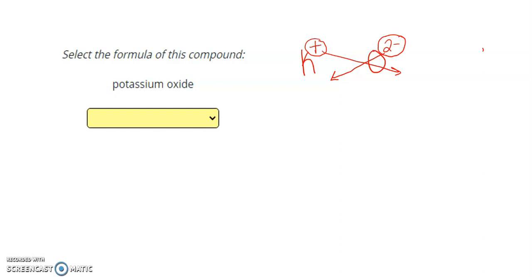So that's going to make K2O. Notice there's no number up here with K. It's just plus. So there's no number down here on oxygen. There's just one atom. There's really like a little invisible 1 down here. The 2 means we have 2 Ks. That minus we don't write. Okay, so K2O is the formula of potassium oxide.